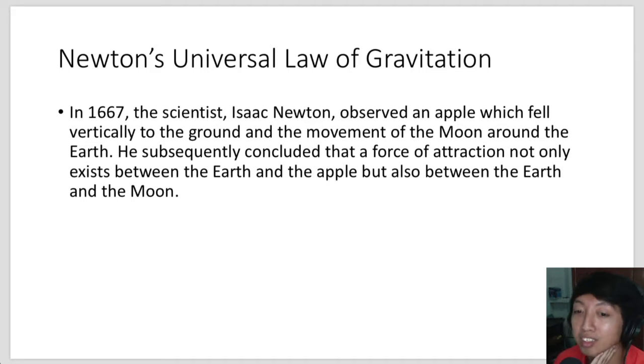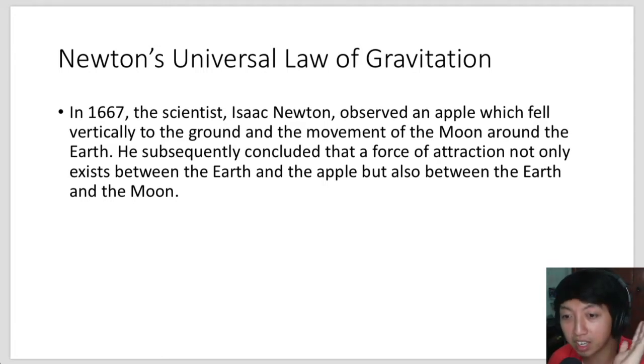So in 1667, the scientist Isaac Newton observed two things. He studied two things. The first was an apple which fell vertically to the ground. He studied how things would fall to the ground. The second thing was that he studied the movement of the moon around the earth. He thinks, why does the moon go around the earth? And so his conclusion was that there is a force of attraction. So there is something between the earth and the apple that pulls these two things together. That's what they call attraction.